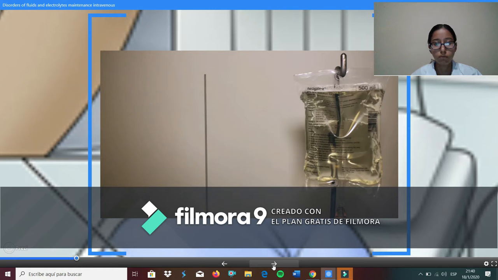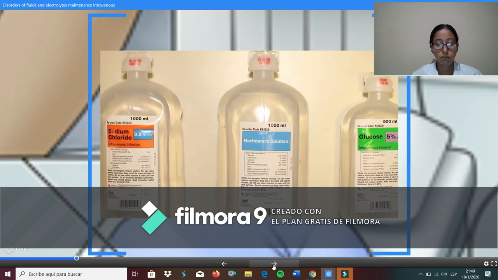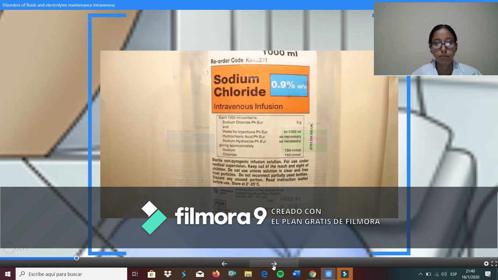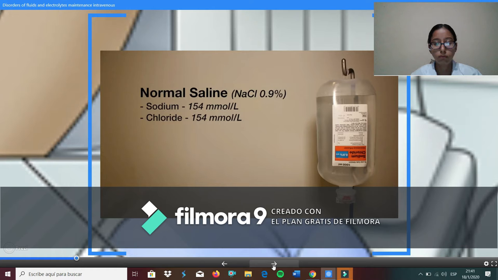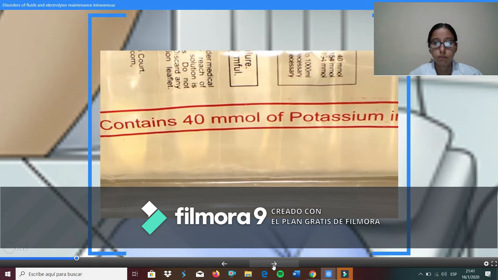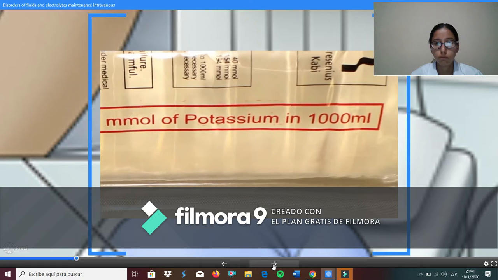There are three main types of fluid you will encounter on the wards: crystalloids, colloids, and blood products. Crystalloids are solutions that contain small molecules that can easily cross cell membranes. Examples are 0.9% sodium chloride, also known as normal saline, Hartmann's solution, and 5% glucose or dextrose. Normal saline contains 154 millimoles of sodium and 154 millimoles of chloride per litre. Bags of normal saline that contain potassium chloride are also available. They typically contain 20 or 40 millimoles in a 1 litre bag.